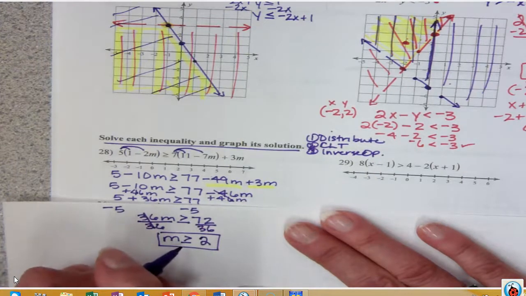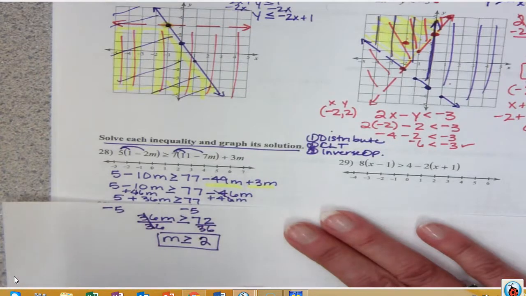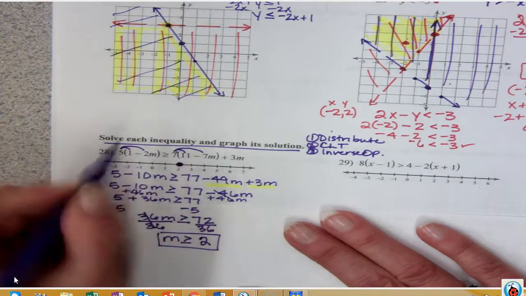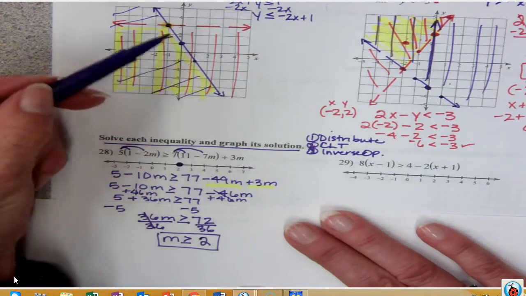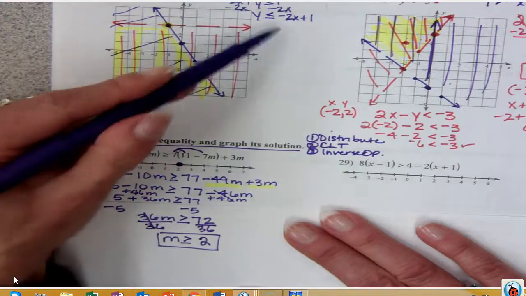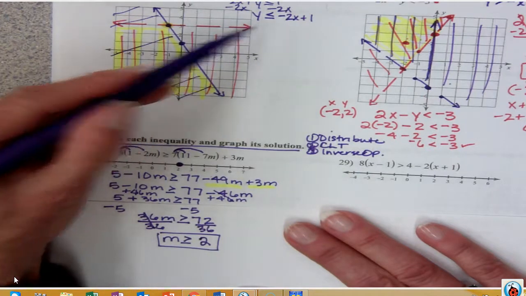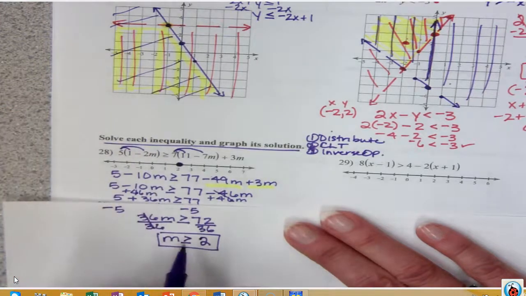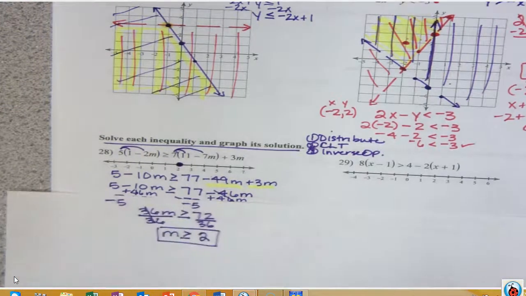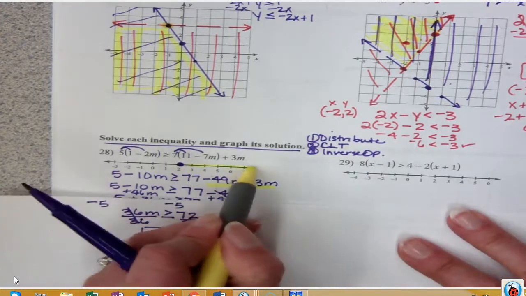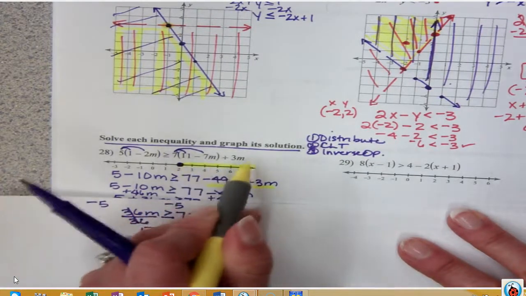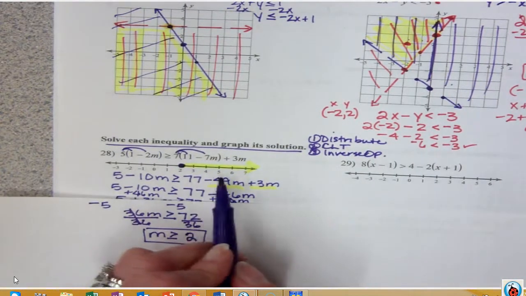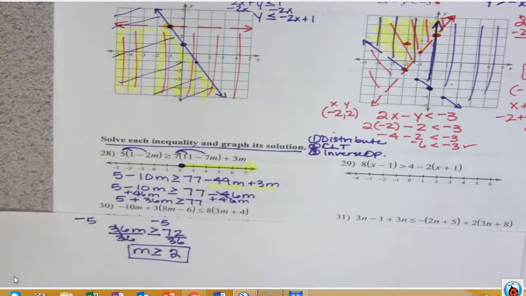Since it's greater than or equal to, I'm going to use a closed dot on my 2. I use a solid dot, just like how up here I used a solid line when it was less than or equal to. So m is greater than, so I'm going to highlight the portion where m is bigger. M is getting bigger. It has to be bigger than 2. 3, 4, 5, those are all bigger than 2.